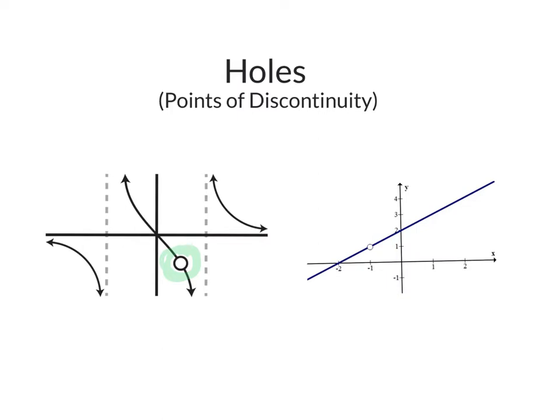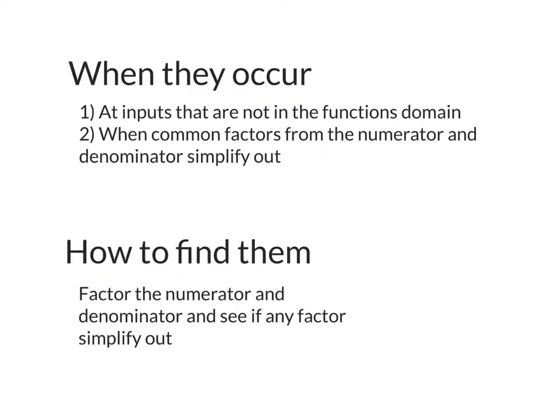the graph. The example on the right is a linear function, and again you can see there was one point, in this case at negative 1, 1, that was removed from the function itself. And we'll talk about how and when those occur. So when they occur, like the vertical asymptotes, they occur at the inputs that are not in your domain, the function's domain.